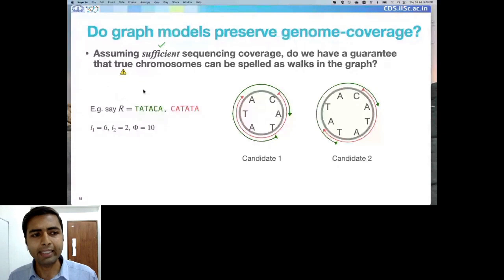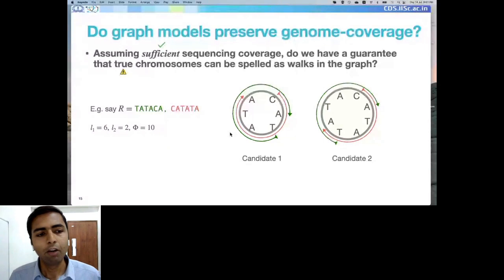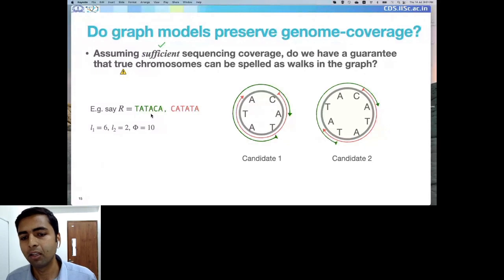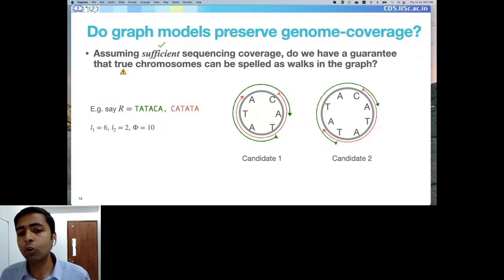Now, defining this precisely is not difficult, because there can be multiple assembly candidates as output, which are possible from a single input. For example, again, if you see these two reads, TATACA and the second read, you have two assembly candidates that are possible from this read set. So rather than saying that true chromosomes can be spelled as walks in the graph, what we will say is all the possible assembly candidates that are possible from the given input should be spelled as walks in the graph, because we don't know which of them is true.